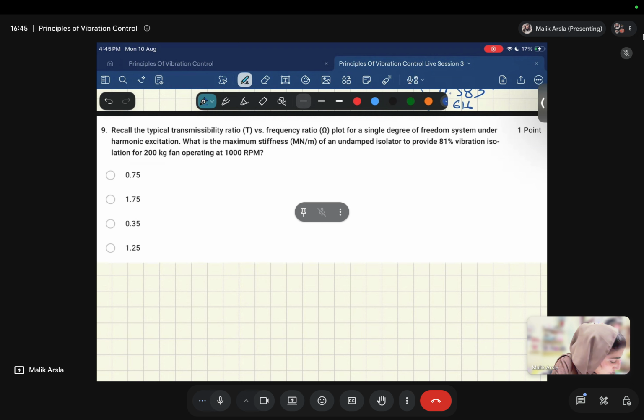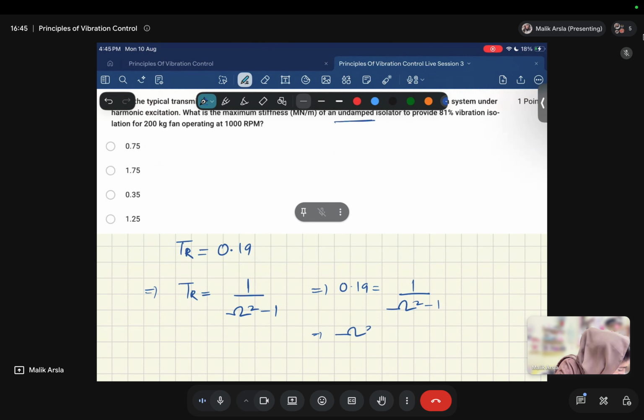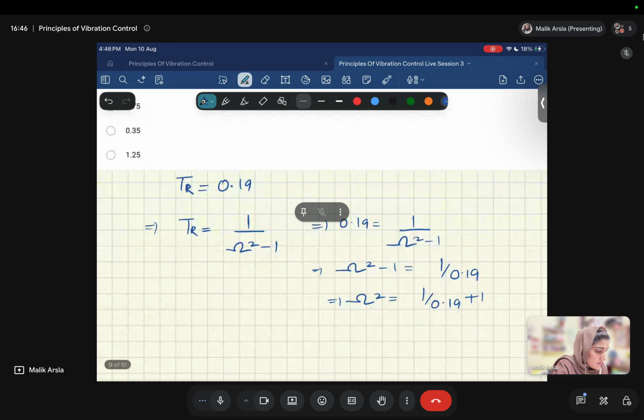Okay, so it is very simple in that sense that transmissibility is given as 0.19, and it is mentioned that it's undamped, so the damping factor is zero. So transmissibility can be simply written as 1 upon under root of omega square minus 1, which is 0.19 is equal to 1 upon omega square minus 1. So you can write it as omega square minus 1 is equal to 1 upon 0.19. Omega square is equal to 1 upon 0.19 plus 1. Okay.